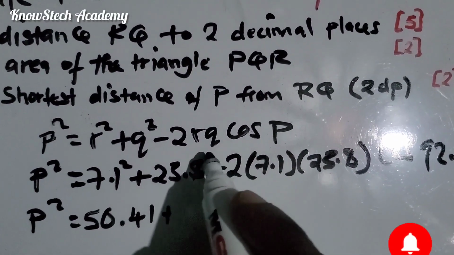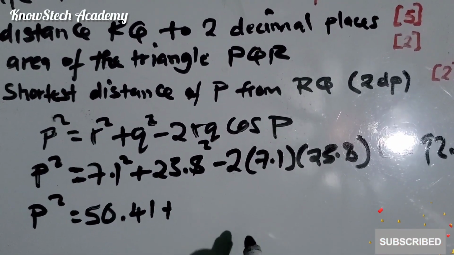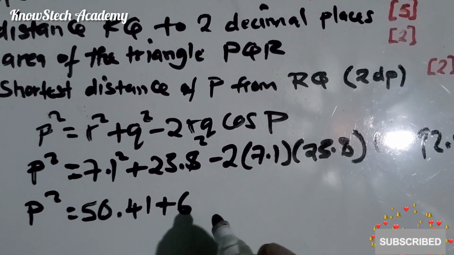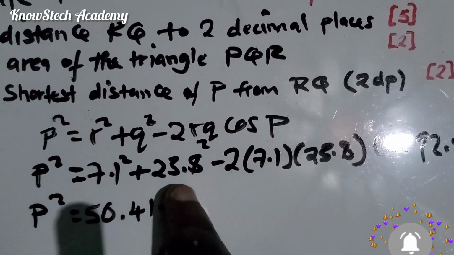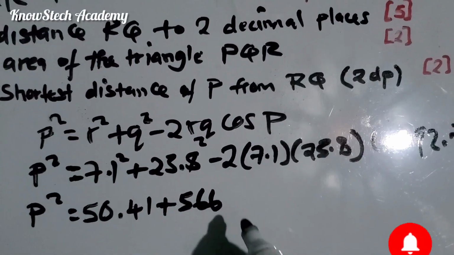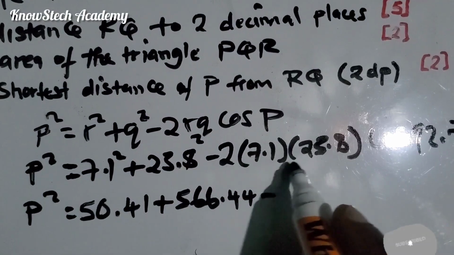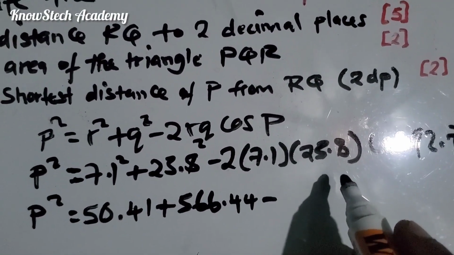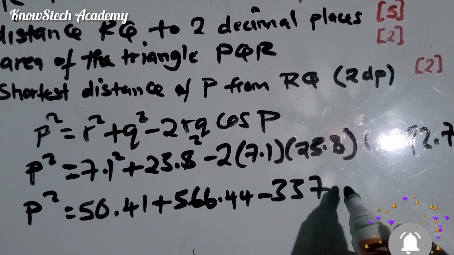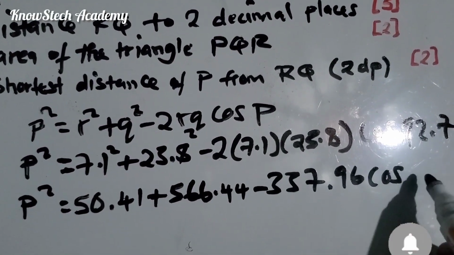Plus, oh by the way, this one is squared, 23.8 squared, we're going to find 566.44. When you multiply this, it will be minus 2 times 7.1 times 23.8. You're going to find 337.96 cos the angle, which is 92.7.